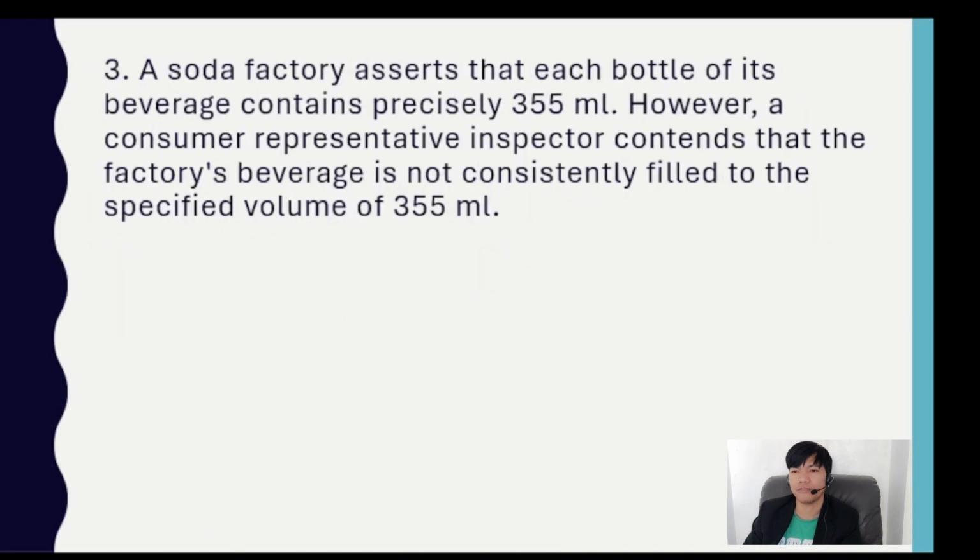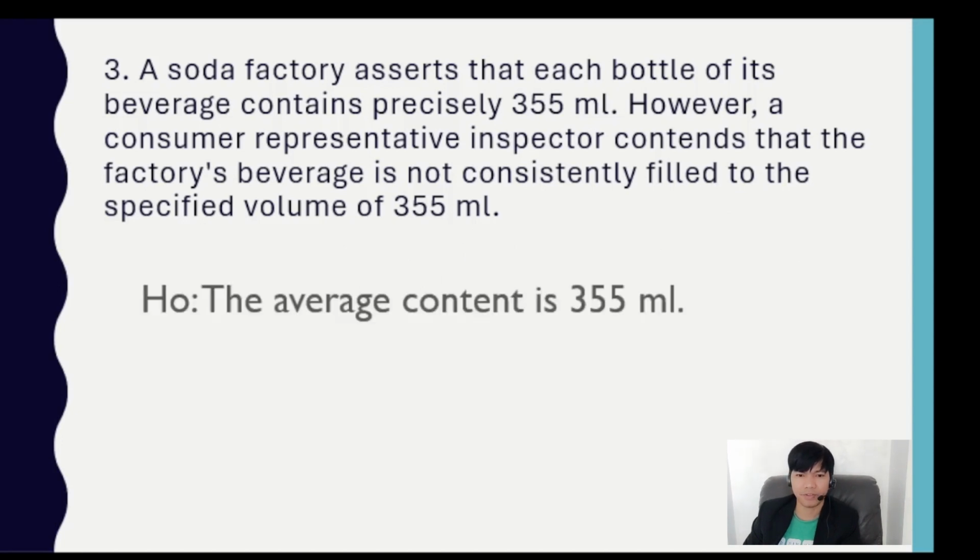Next one, Soda Factory asserts that each bottle of each beverage contains precisely 355 ml. However, a consumer representative inspector contends that the factory's beverage is not consistently filled to the specified volume of 355 ml. So the null hypothesis can be stated as the average content is 355 ml. So any observed deviations from 355 ml are due to random chance or natural variability in the production process.